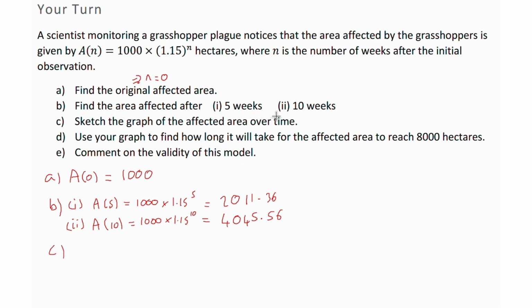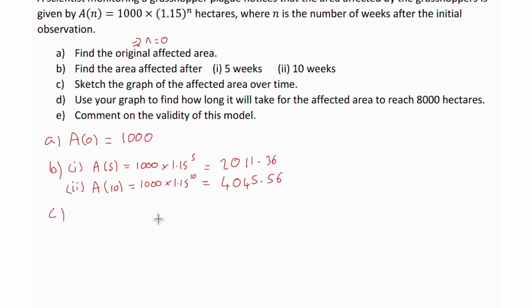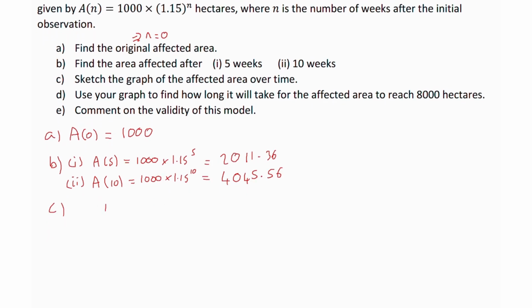C. Sketch the graph of the affected area over time. Now we could probably do this without the calculator. We do have access to the calculator for this question, so we could use that as well. But let's try doing this without a calculator. First of all, we need to know that it starts at n is equal to 0. Our asymptote is going to be 0 because the plus c is 0, but our y-intercept is 1,000. So it's coming through at exactly 1,000.